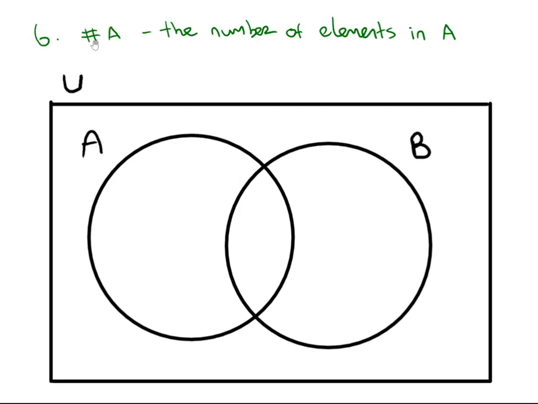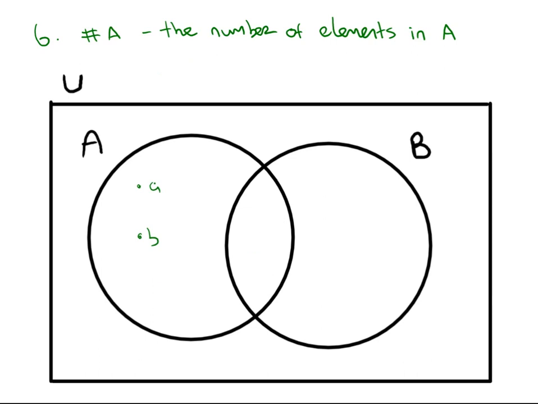The cardinal number of A, or hashtag A, is a number of elements in A. And depending on whether they're given as elements, so if the elements were A, B, C, and D, the number of elements in A in this case would be equal to 4, because you've 1, 2, 3, 4 elements in A.